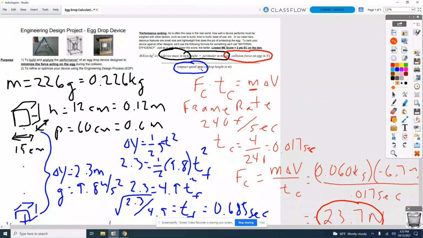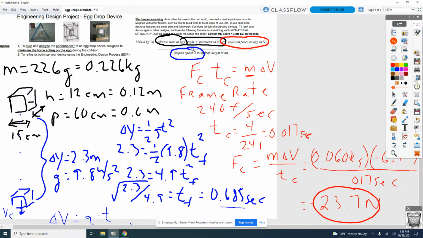Okay, so I've calculated now both the impact speed and the collision force. Everything else can be calculated just by putting in your appropriate values based on your egg drop device.